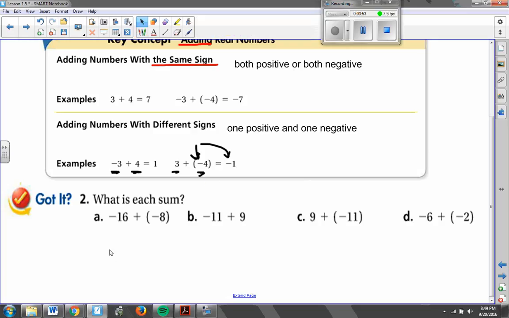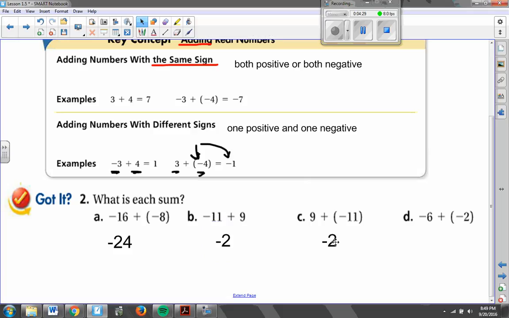All right, in letter A, we have a negative plus a negative, so we just add the two numbers together and we have 24, and because both of them were negative, our answer is also negative. So that answer is negative 24. Now in letter B, negative 11 plus 9, well, now we have a negative and a positive, so I'm going to subtract 11 and 9, and I'm going to take the sign of the bigger number. Because 11 is bigger, I'm going to have a negative sign on my answer because the 11 was negative, and 11 take away 9 is 2, so my answer there is negative 2.